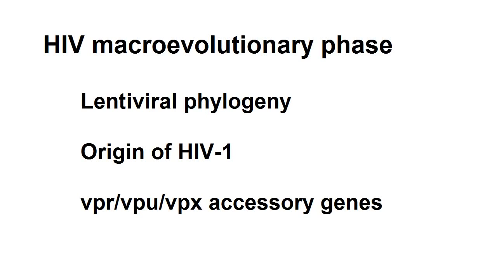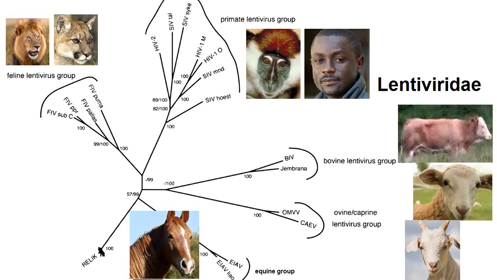Lastly, let's look at the macro scale of evolution of lentiviruses. HIV is in this viral family, formerly called the Lentiviridae, which includes these closely related viruses. FIV, or feline immunodeficiency virus, which causes immunocompromise in cats, is found in almost 90% of healthy wild lions in Africa, but is almost invariably fatal in domestic cats.